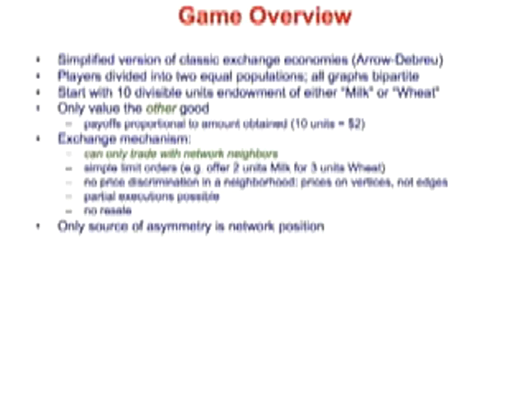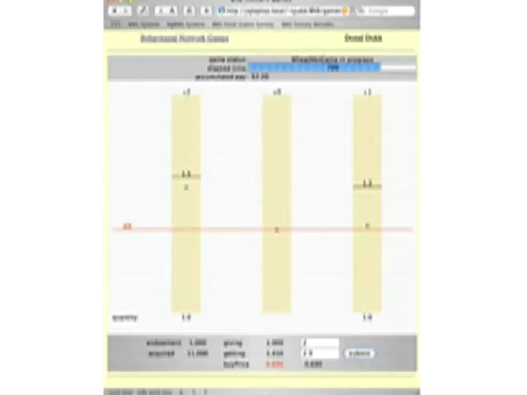Okay, so one of the nice things about this game is that it's relatively simple as far as exchange markets go. And the only source of asymmetry by design is network position. Everybody starts with the same endowments. You're just either one abstract endowment type or the other. The rules are the same for everybody. The only source of asymmetry in this model is where your position is in the overall network structure.